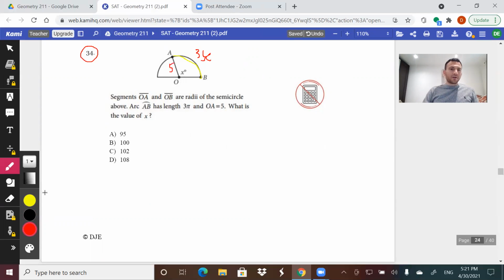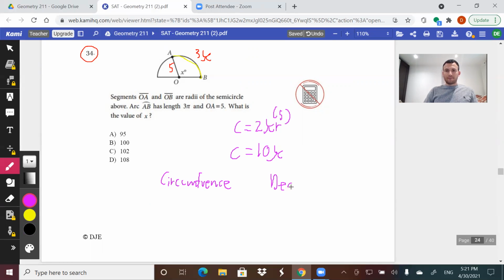Okay, so fair enough. What we do is we figure out the entire circumference of the circle. So we know that circumference equals 2 pi r. In this case, our r is 5. So the entire circumference is going to be 10 pi. So what do we know? Well, if we look at circumference of the circle versus degrees, what we know is that 3 pi is the part, right? The arc that we care about, this AB, is 3 pi. We know that the whole is 10 pi, right? It's a part to whole ratio.